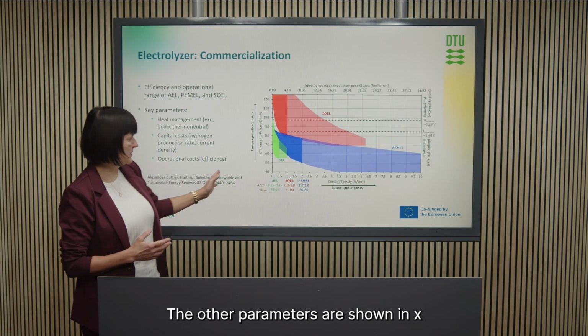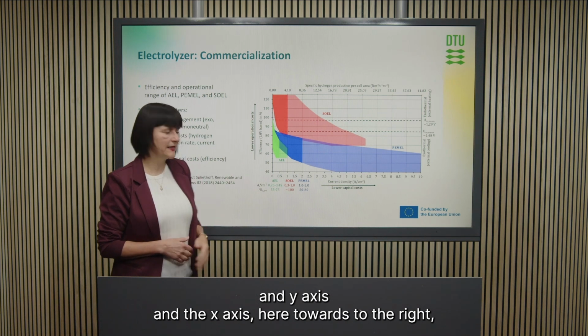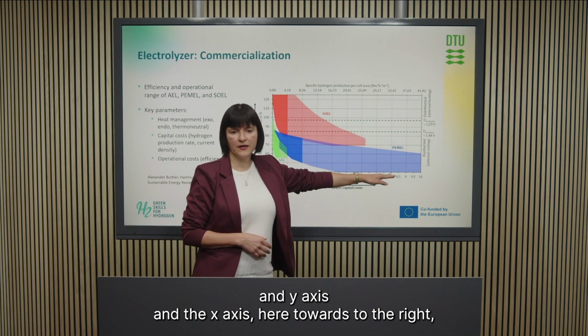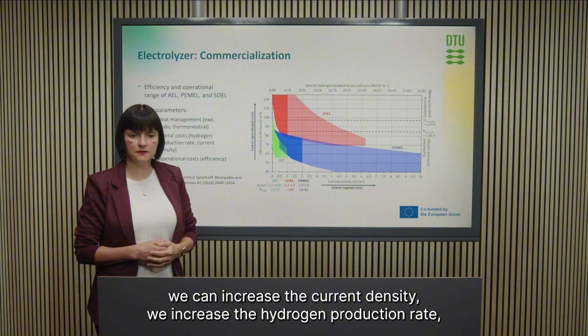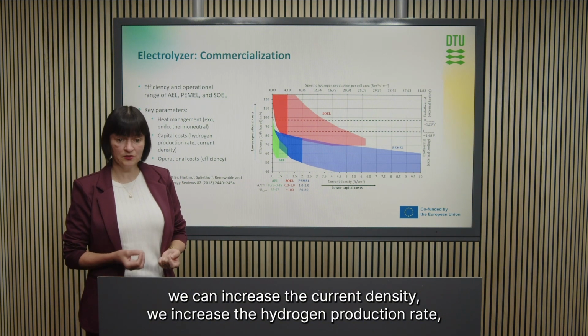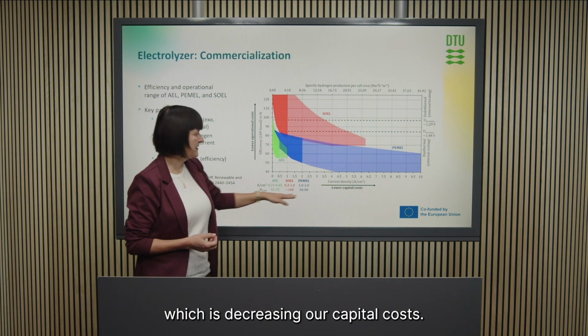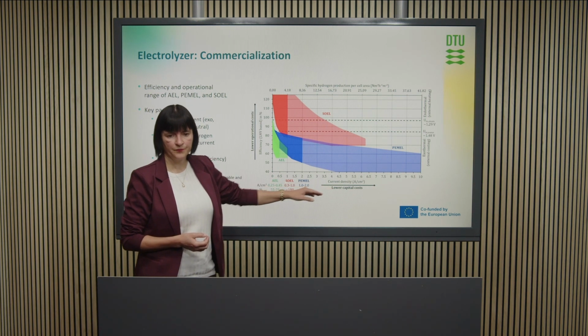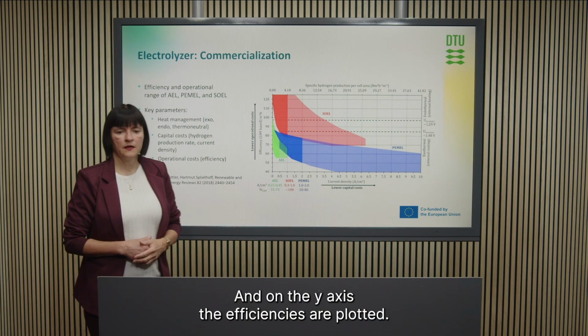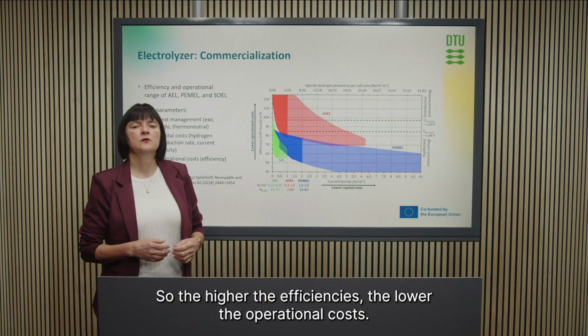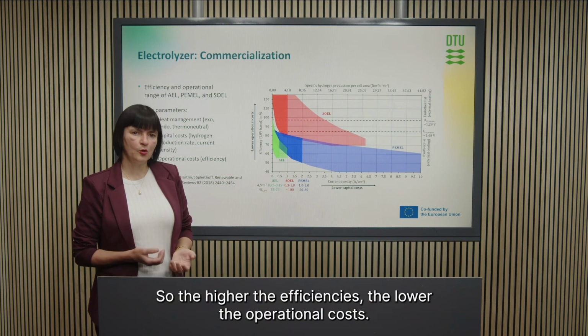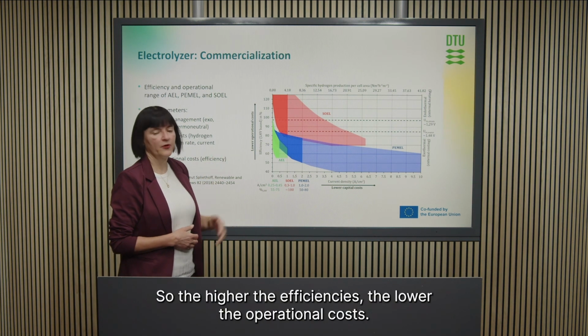The other parameters are shown in the x and y axes. On the x-axis, towards the right, we can increase the current density, which increases the hydrogen production rate, which is decreasing our capital costs. And on the y-axis, the efficiencies are plotted. So the higher the efficiencies, the lower the operational costs.